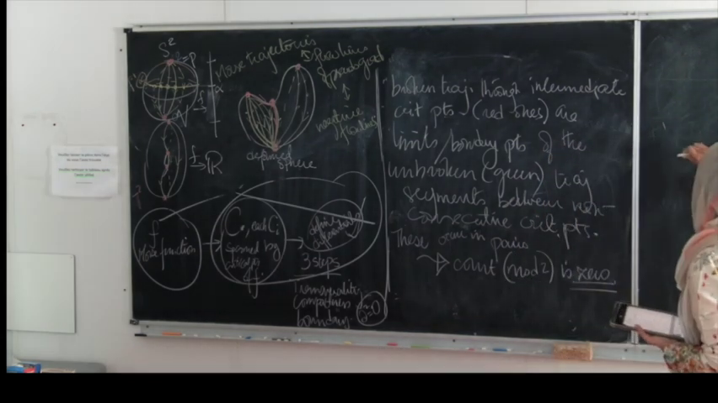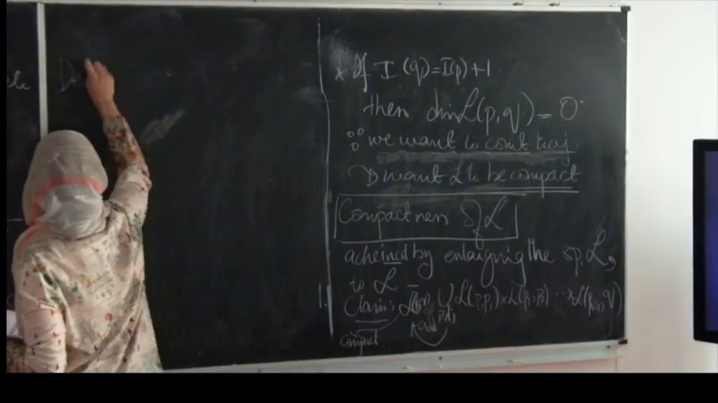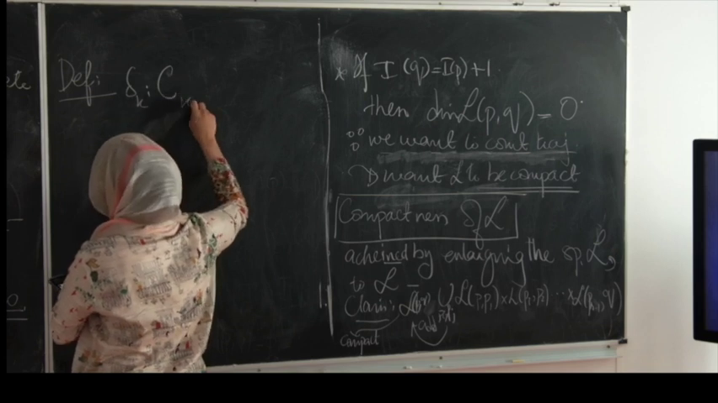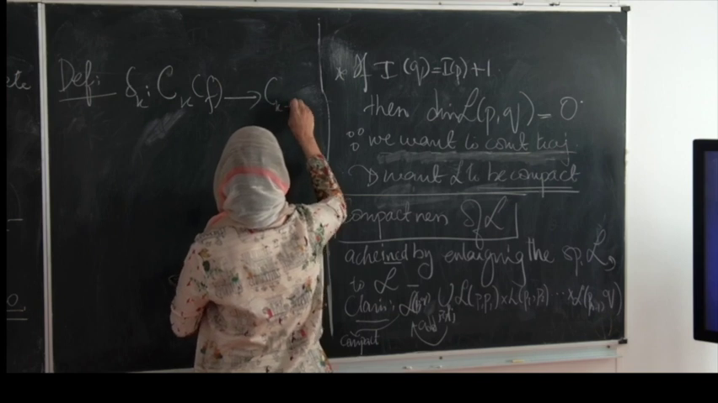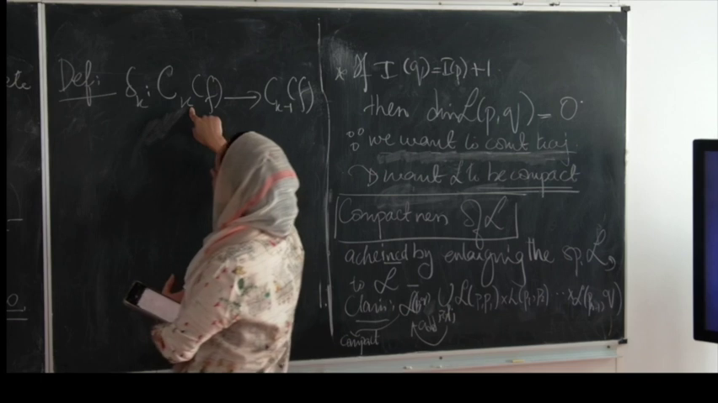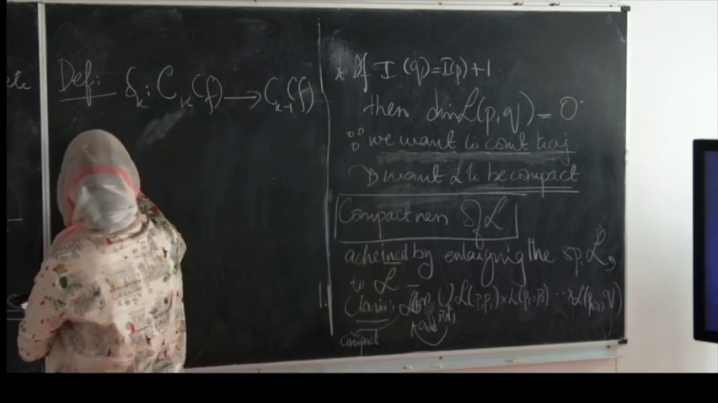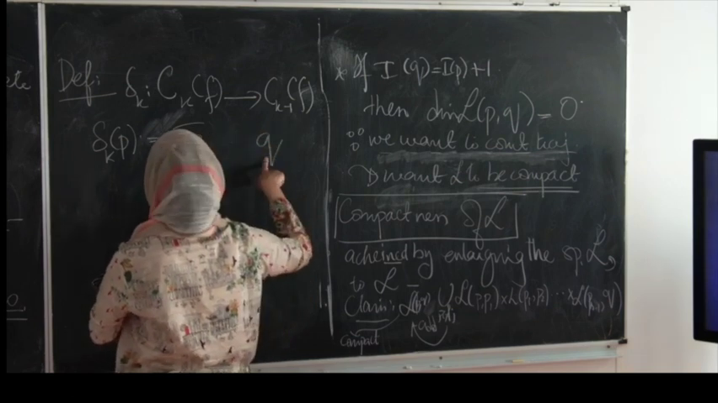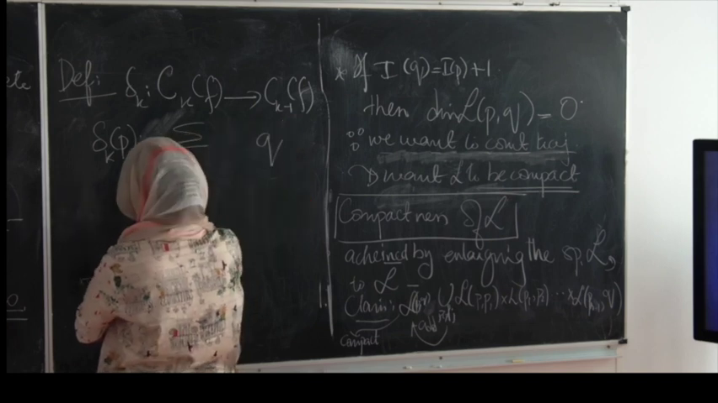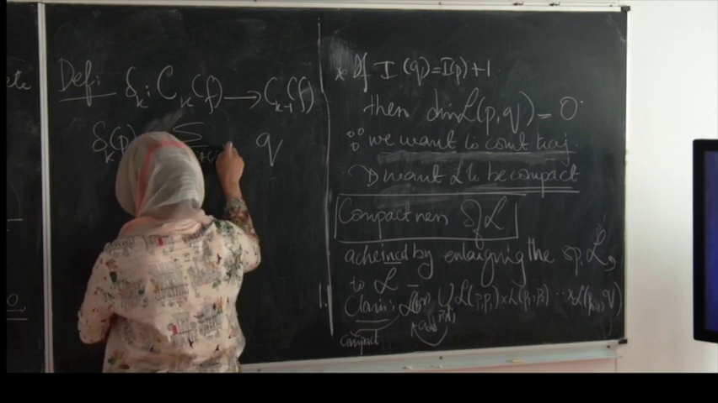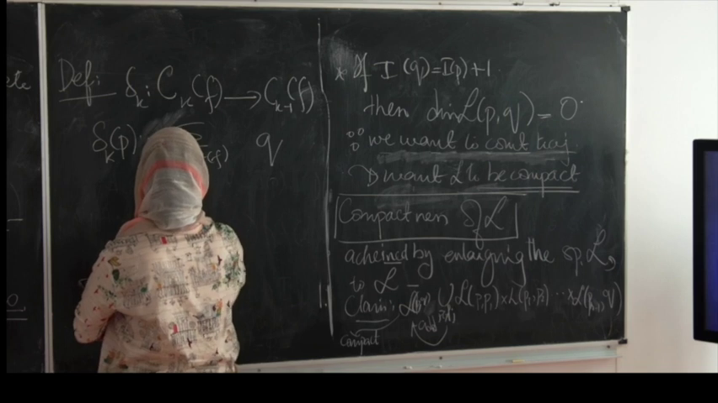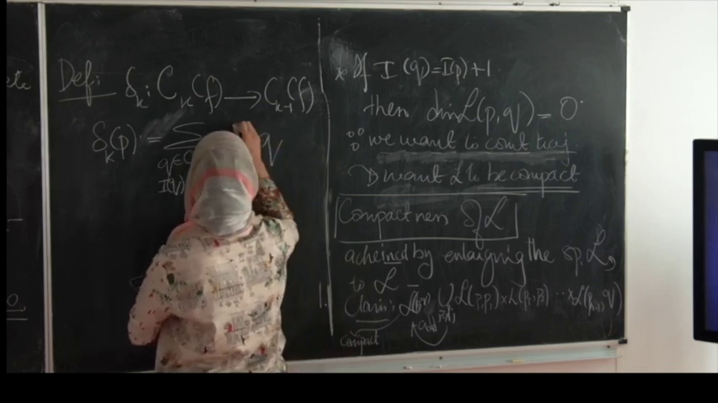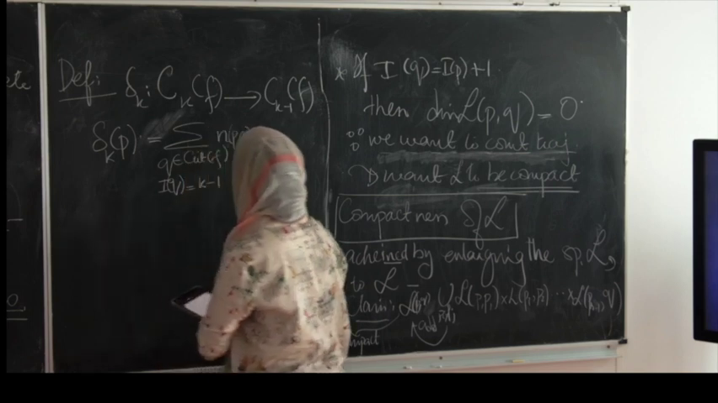So that indicates that we can finally define the differential, which is given by delta k from Ck of f to Ck minus 1 of f, so from index k critical points to index k minus 1 critical points. This delta k of p is defined as the sum over all critical points q of f of index 1 less than the index of p, and you count them with the number of trajectories. So this number npq.